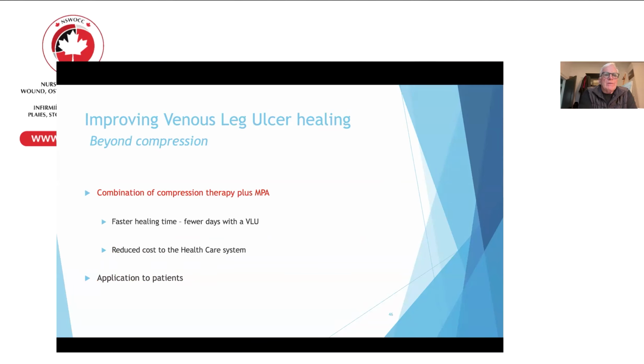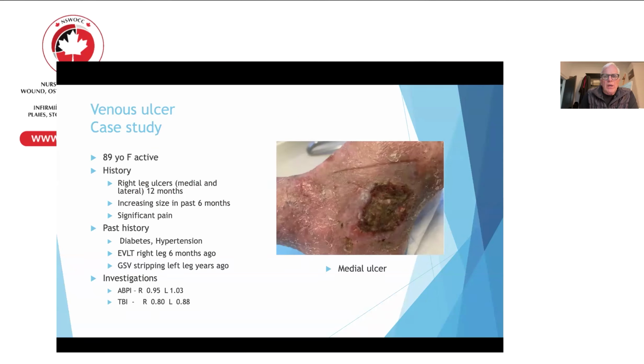And then the thing that happens, as you'll see from Keith Harding's and Holly Murray's papers, is that the combination of compression plus muscle pump activator results in a faster healing time and results in lower cost to the system. And I'll touch on that in a moment. And I'll just touch on how we can use this in practice.